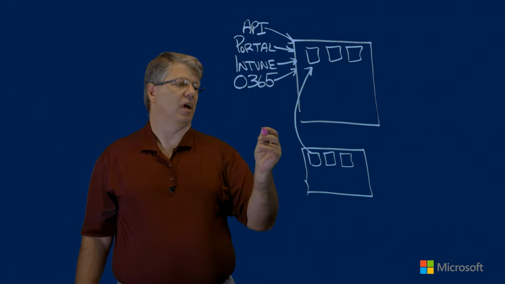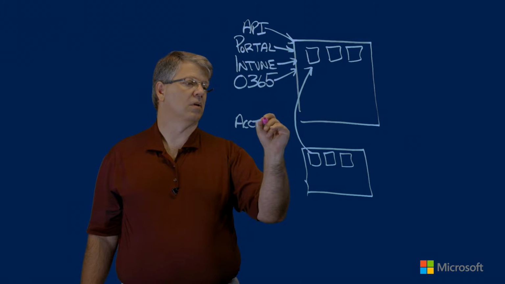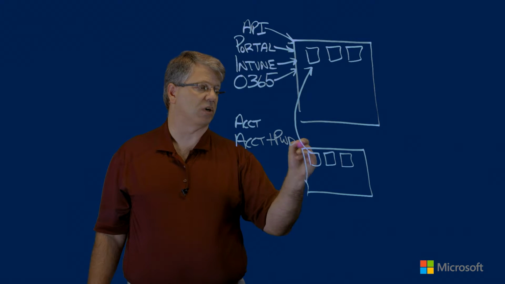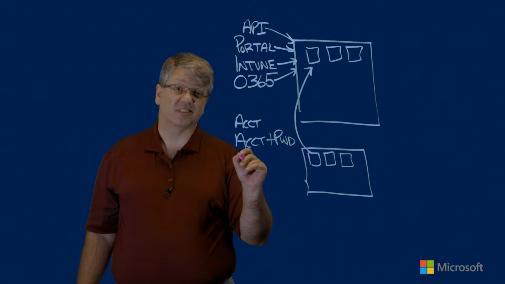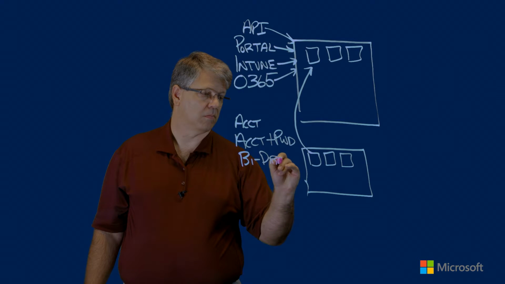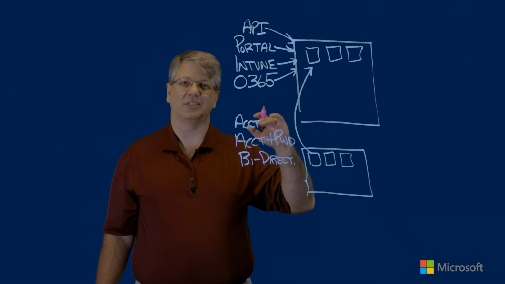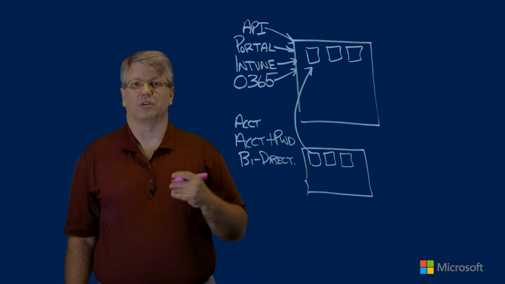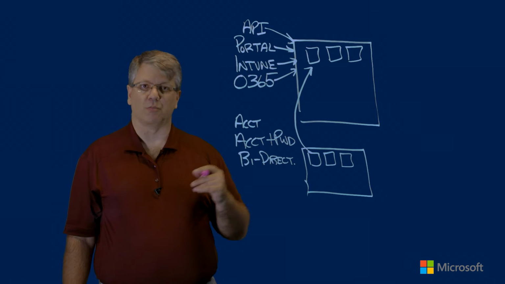So I could have just my account sync. I could have account plus password sync, where the password is actually copied up into the Azure environment. And I can also have some degree of bidirectional, depending on which flavor, which tier of Azure Active Directory I'm using. If I'm using the premium tier, then I can do some bidirectional updating. Not a whole lot, but a little bit of bidirectional updating back to my on-premises.